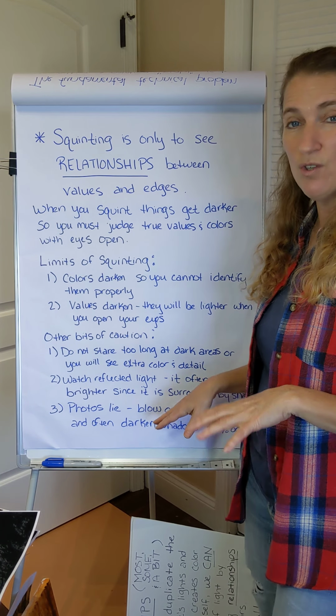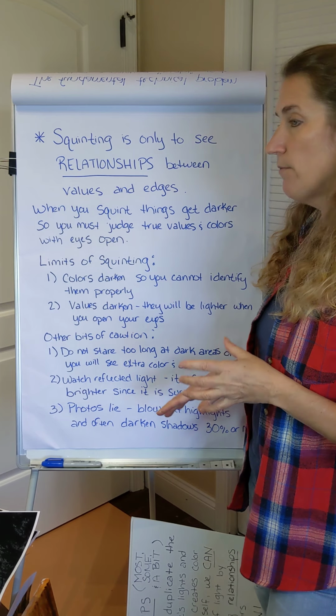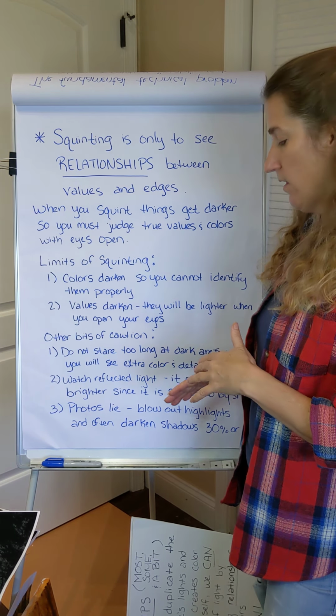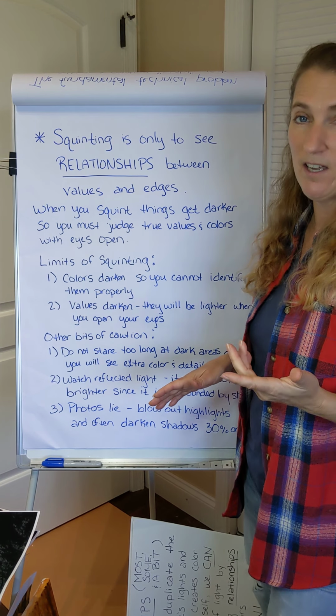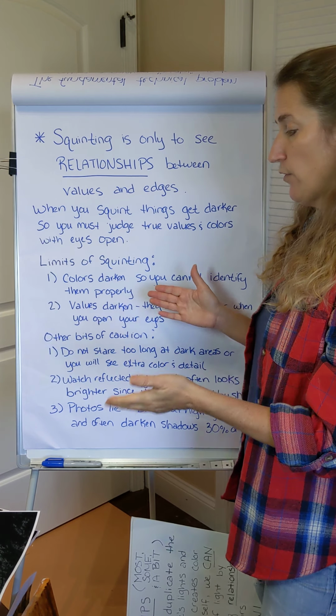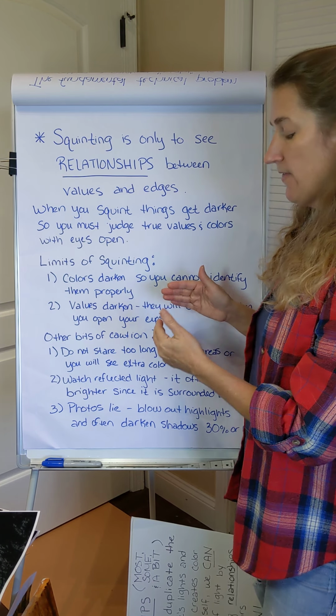Photos lie, so that's one thing. I'm going to have a whole little talk just about the limits of photos. They tend to blow out our highlights and make them really bright and really white, or they can also darken the shadows by like 30%. So oftentimes, a lot of people will use multiple photos, sometimes even at different exposures, to get the information that they need.